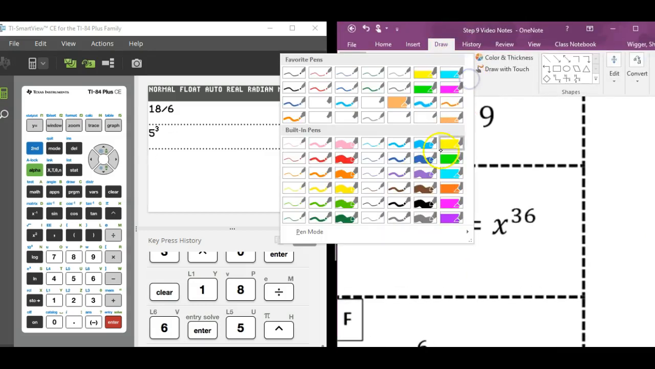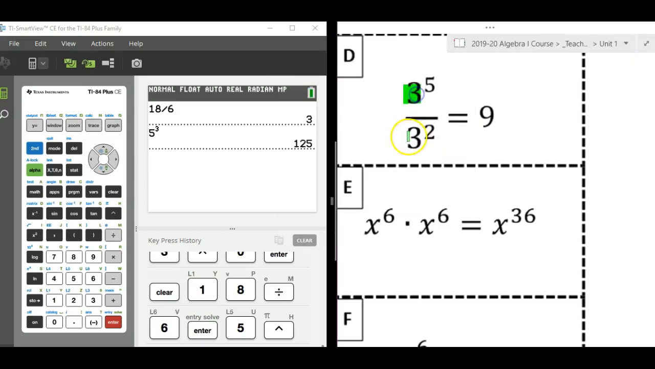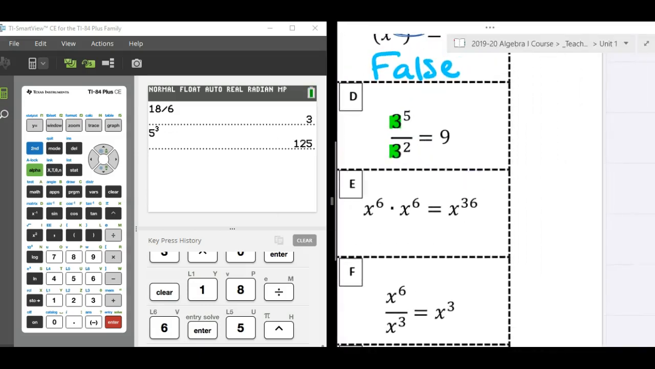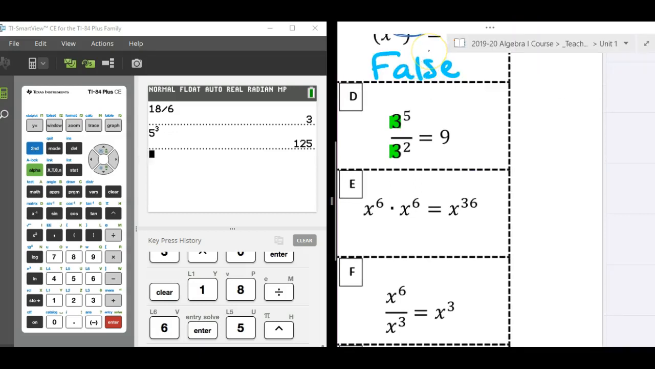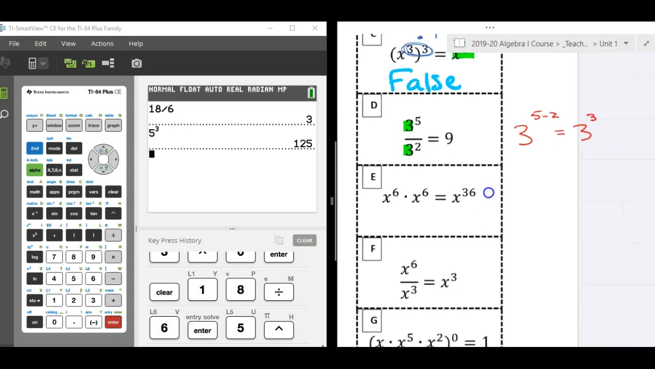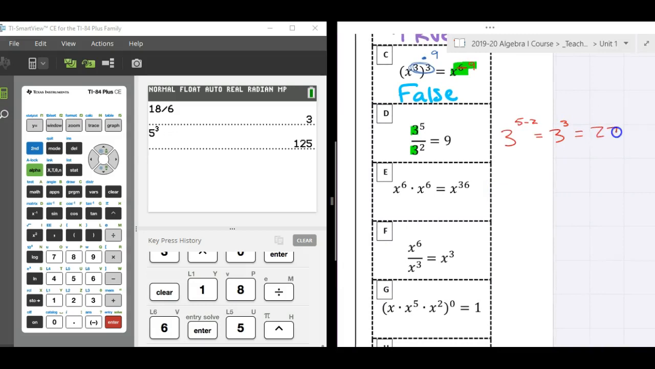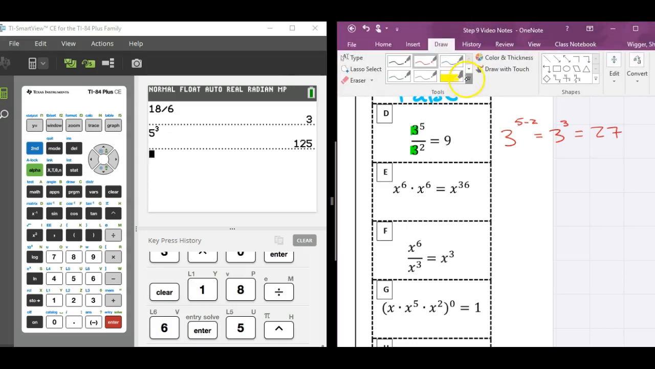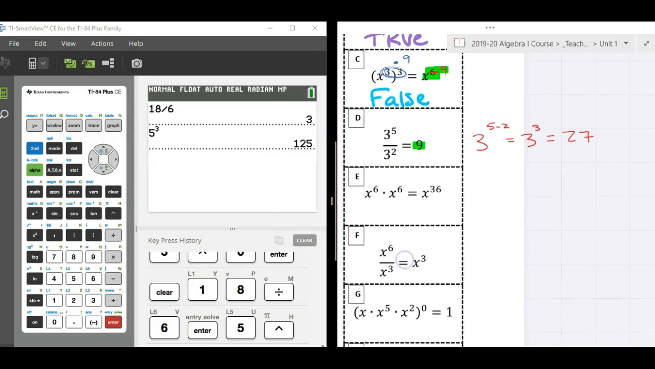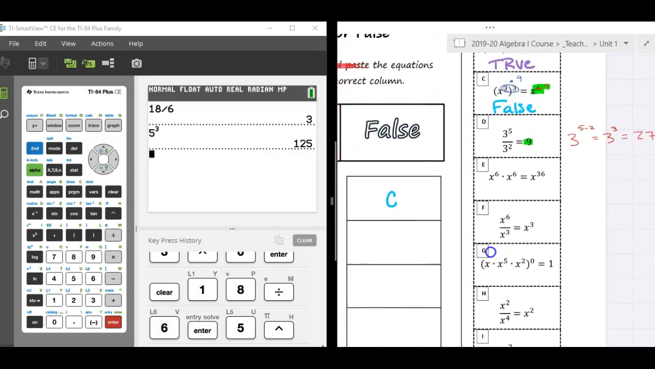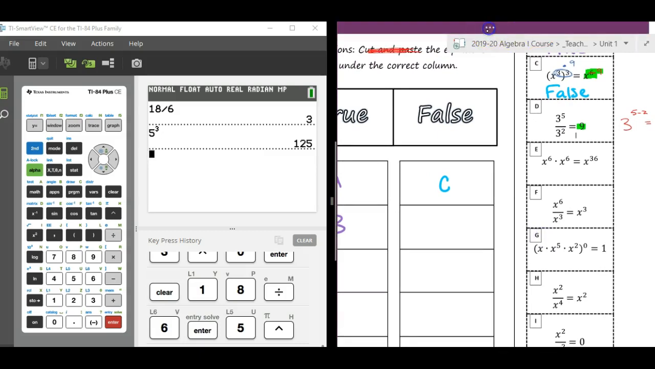D. I have a common base of 3, exponents of 5 and 2. 3 raised to the 5 minus 2 would be equal to 3 to the third power, which is equal to 27, not 9. I shouldn't have been using green from the start, but it is false, so that will be more accurate. D is false.